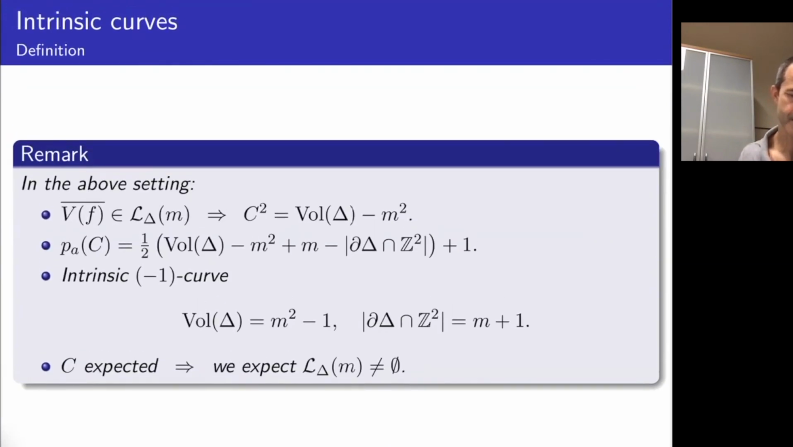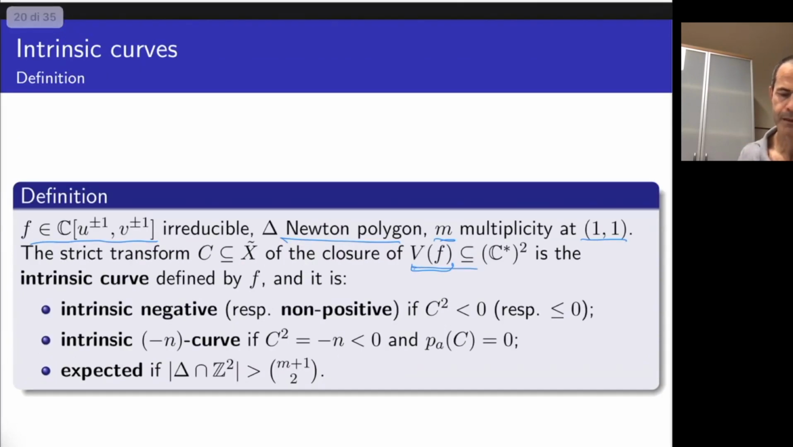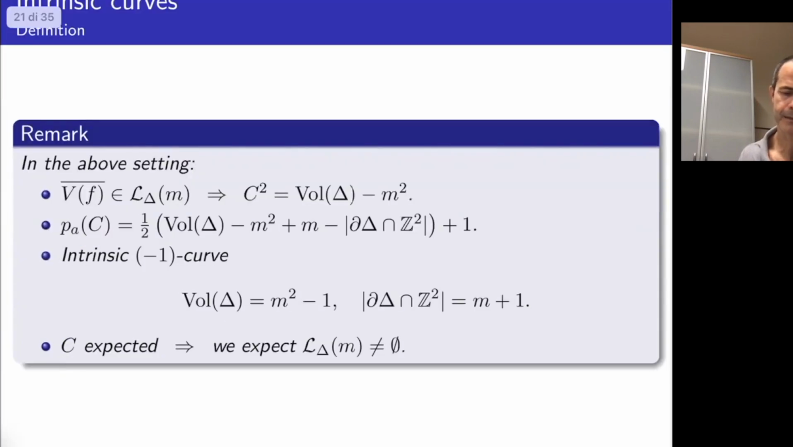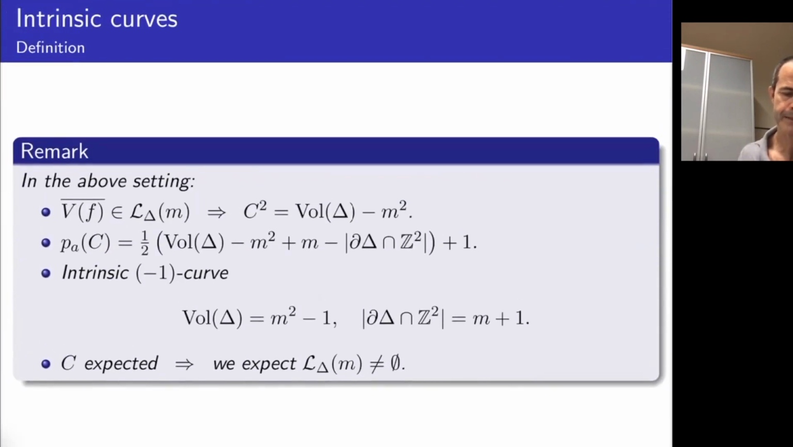Okay, first, the closure of this curve inside the toric surface is an element of the linear system we denoted by L delta of n, by definition. So when we compute the self-intersection of the strict transform, we get again the volume of delta minus m squared. So when we say that the curve is intrinsic negative, we are just saying that the volume is smaller than m squared.